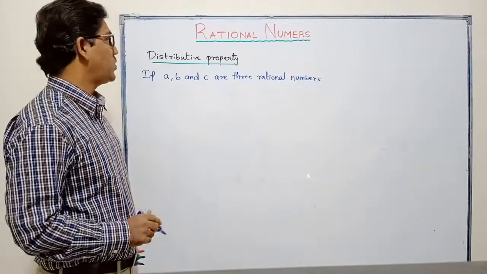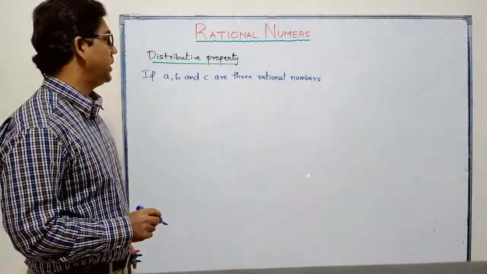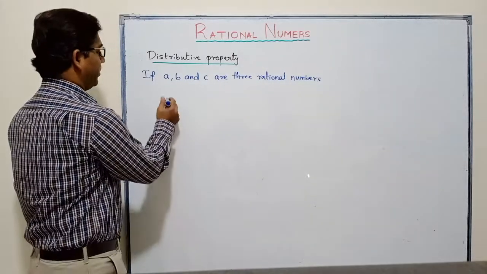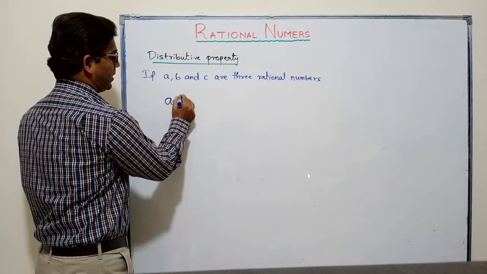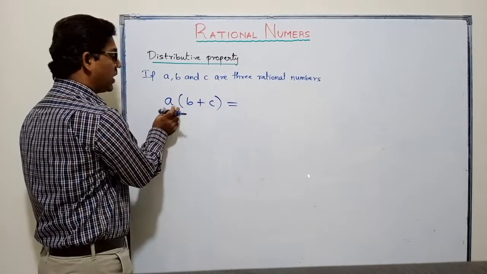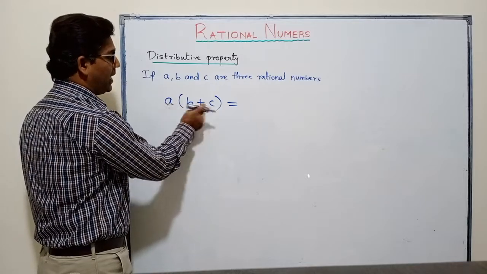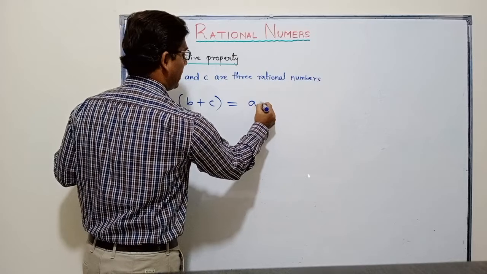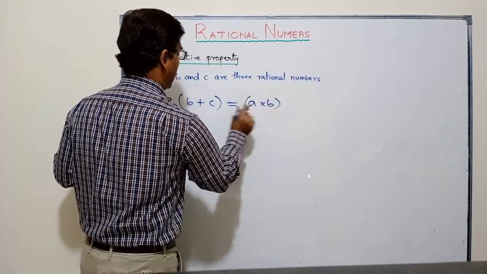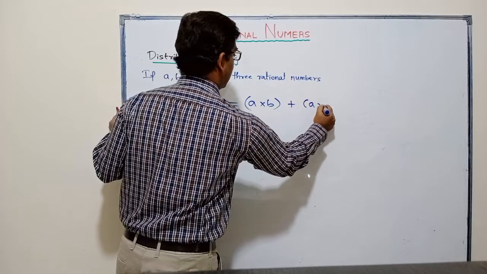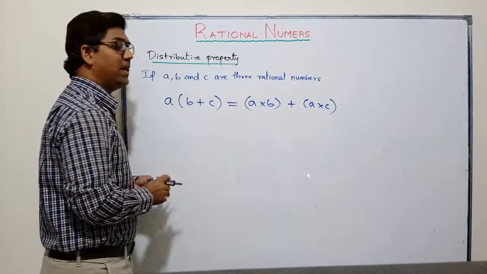Now, coming to the last property, which is the distributive property. Suppose we have three rational numbers a, b and c. Then, if I have a times b plus c, you can distribute a to b and c, which is also known as expanding the bracket. So, you get a times b plus a times c. So basically you are expanding the bracket.